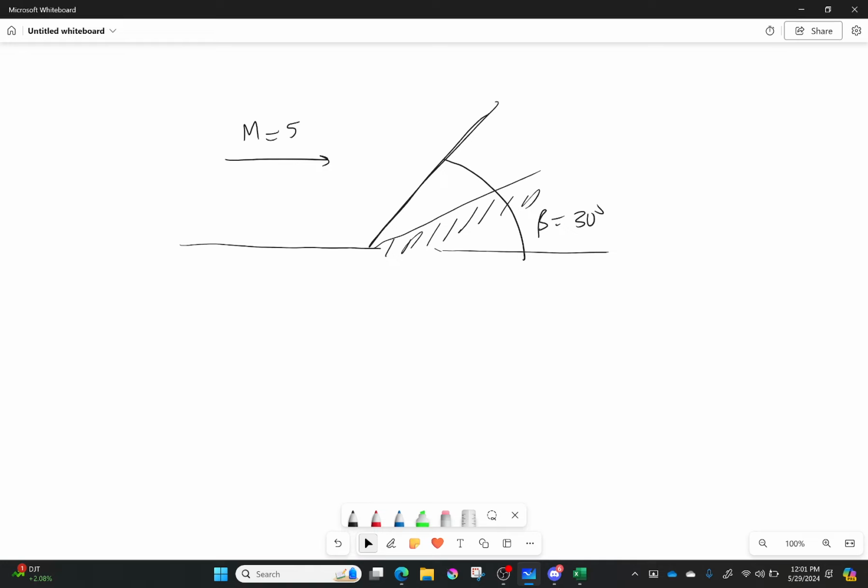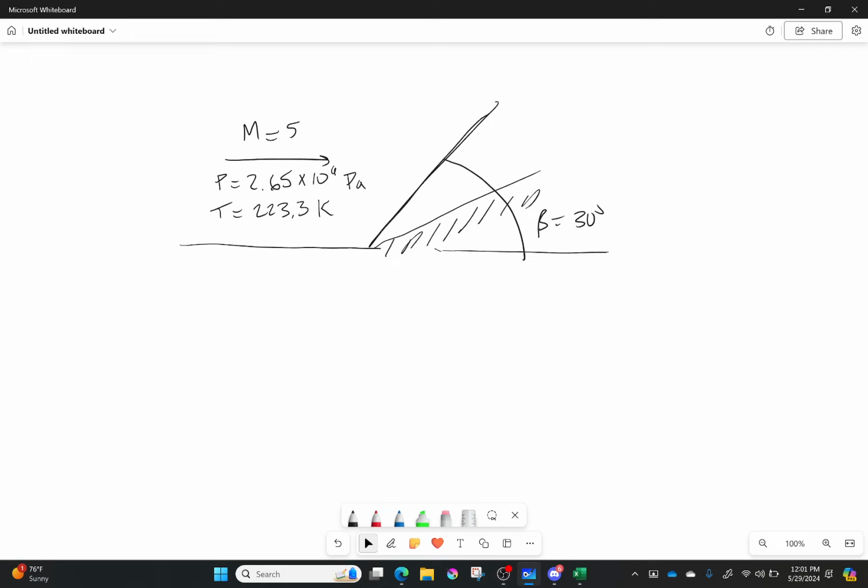The upstream pressure and temperature are the following. So pressure is going to be equal to 2.65 times 10 to the 4th pascals. And the temperature is going to be equal to 223.3 Kelvin. As a note, that corresponds to a standard altitude of 10,000 meters.